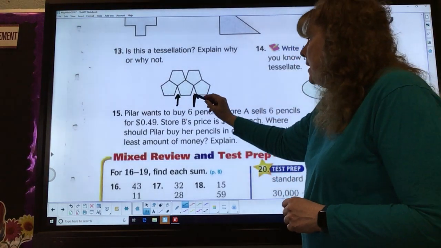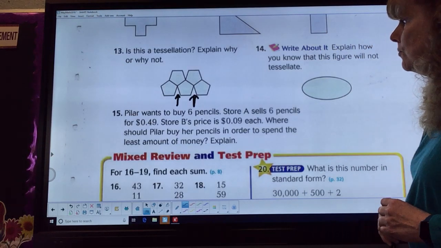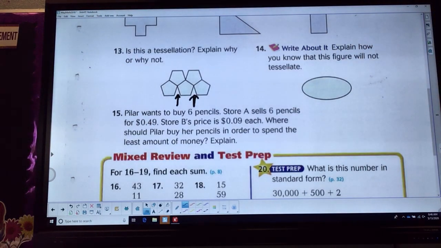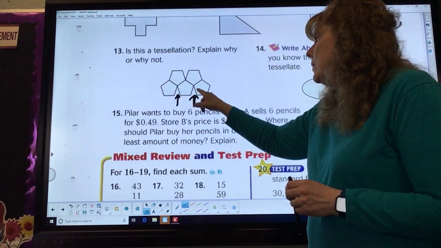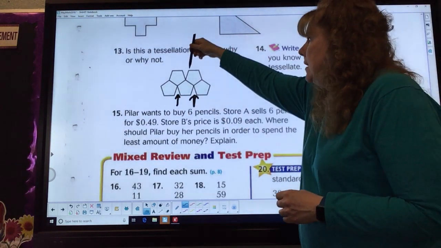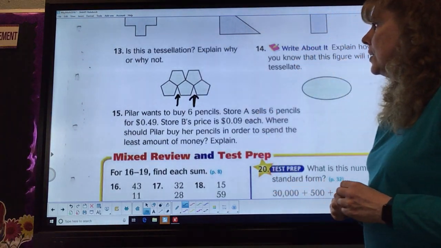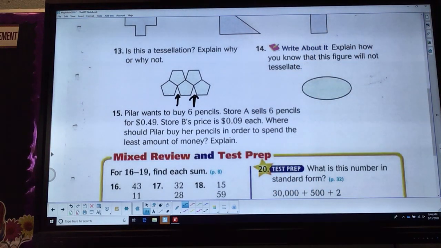Okay, if we go back to our definition of what a tessellation is, it can't overlap and there can't be any spaces. But if you look where I put those two arrows, we have spaces. And you see another one developing right here. So, what is our answer to this? I want you to think to yourself for a minute. Is this a tessellation? And then why or why not?